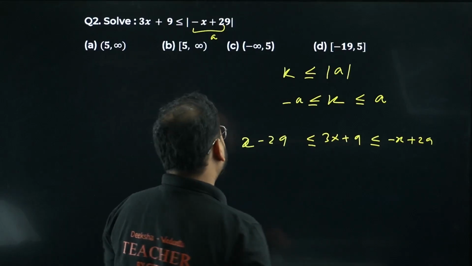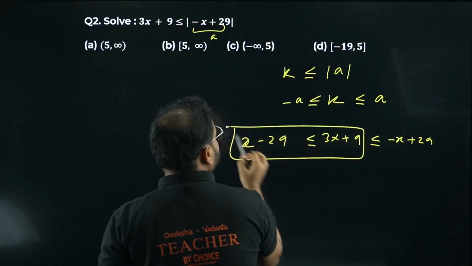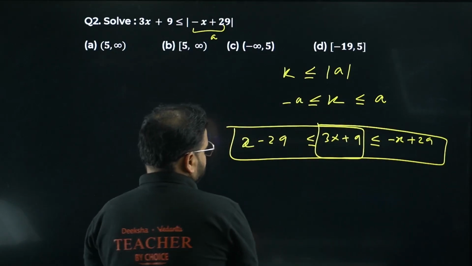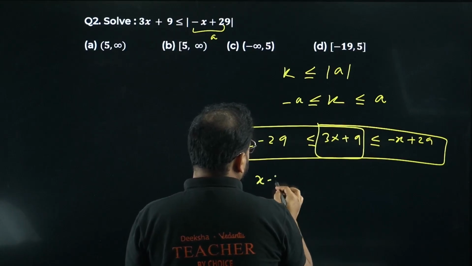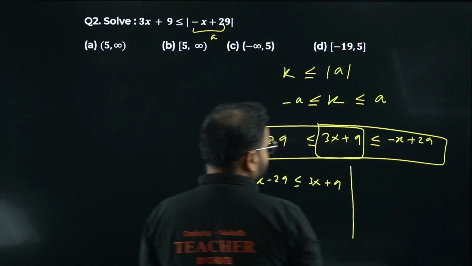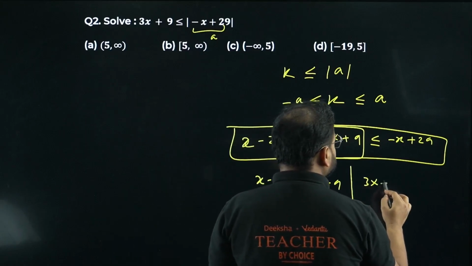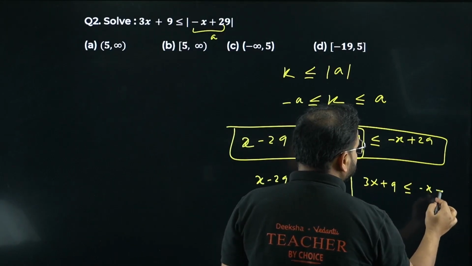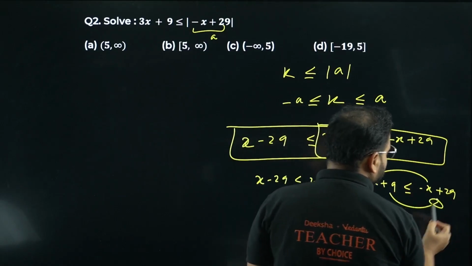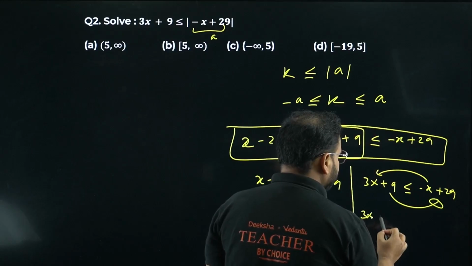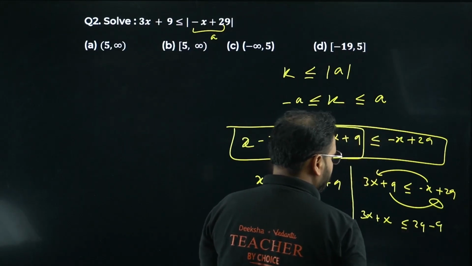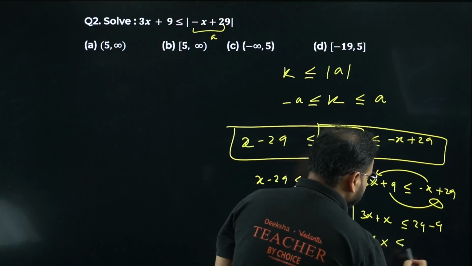Now I'll solve the inequalities one at a time. We have this together and this together. Let's solve it. I'm getting here x minus 29 less than or equal to 3x plus 9. First one. Second one is 3x plus 9 less than or equal to minus x plus 29. Move this x on this side and this 9 on this side. So I get here 3x plus x is less than 29 minus 9. So I get here 4x is less than 20.